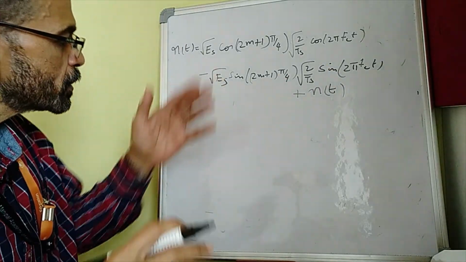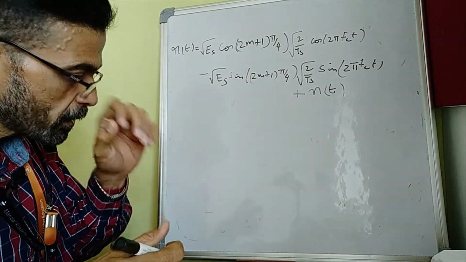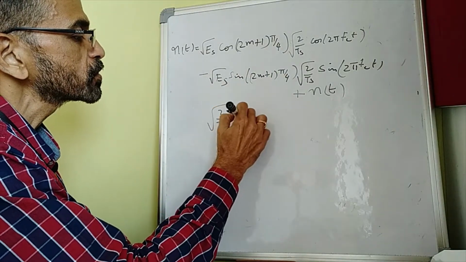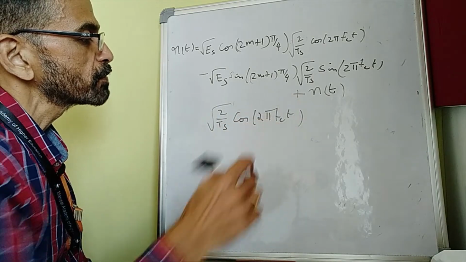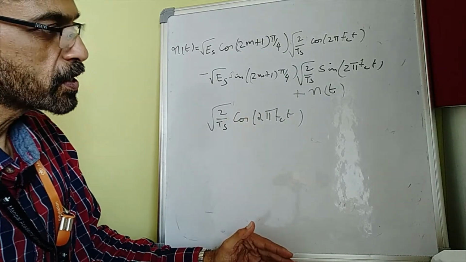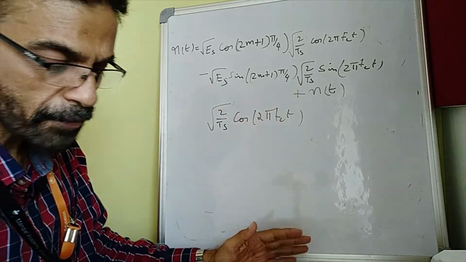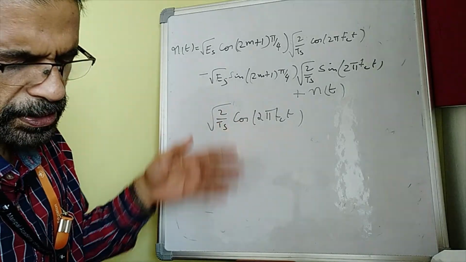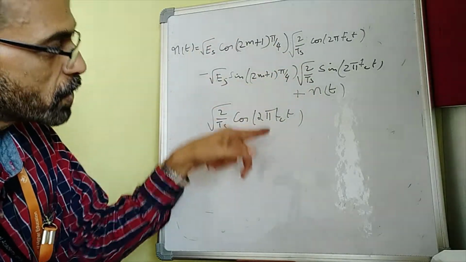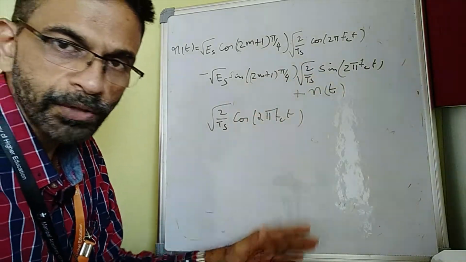Now if you recall that figure, the received signal splits into two, and in the top arm it is getting multiplied by root of 2 by Ts cos 2 pi fc t. In the lower arm it is getting multiplied by root of 2 by Ts sine 2 pi fc t. These are the basis functions, and the received signal gets multiplied with them in each arm, if you recall the figure.